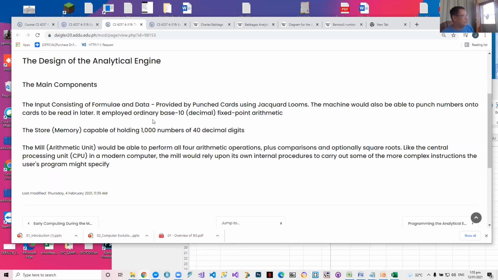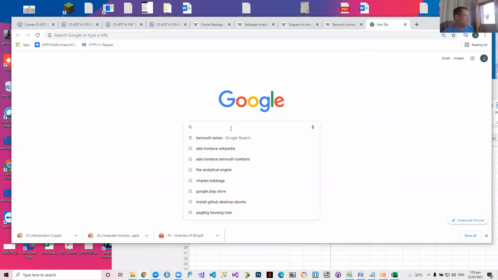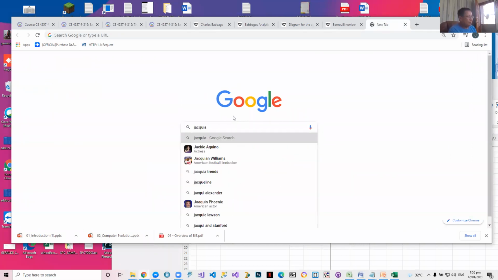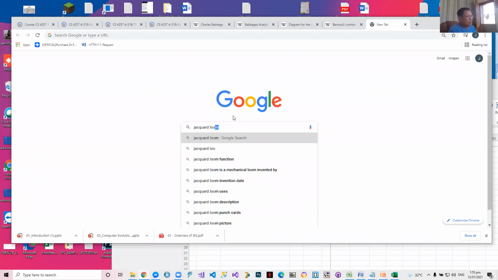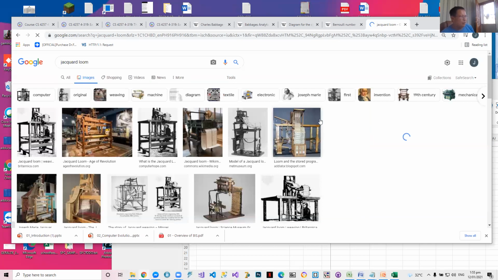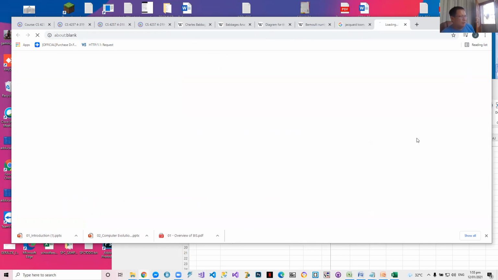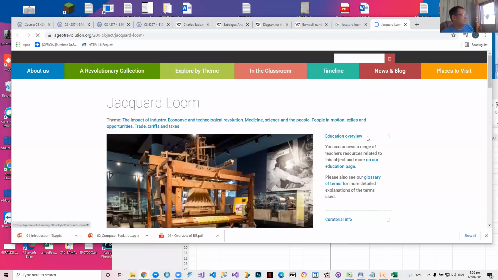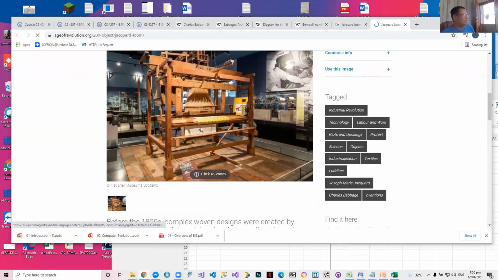So anyway, each card has a particular design, and the particular design is used to stitch fabric into what it's supposed to become, whether a blanket or a wall curtain. Okay, do you follow? So there's a Jacquard loom, which gave way to the invention of the punch card.